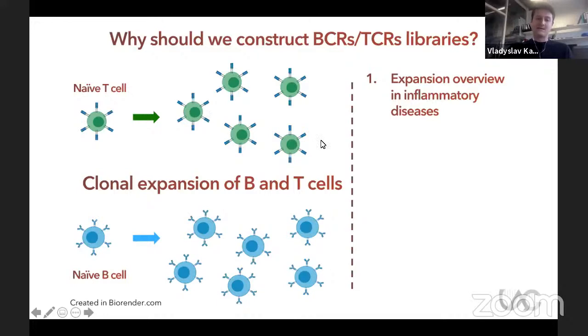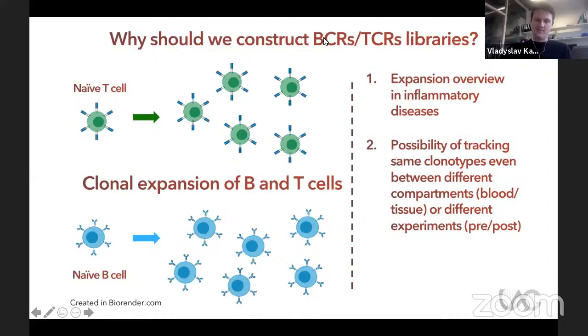The next thing that is very useful in immunology is that with the help of the BCRs and TCRs, you can even track the T cells or B cells with the same receptor between different compartments, for example, blood or tissue. What do I mean with that? You can do two separate experiments. For example, you collect blood of the patient and you can also collect cerebrospinal fluid of the patient or some tissue suspension of the patient.